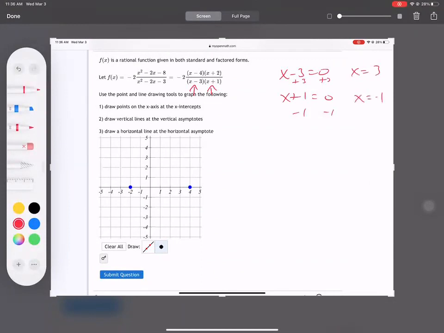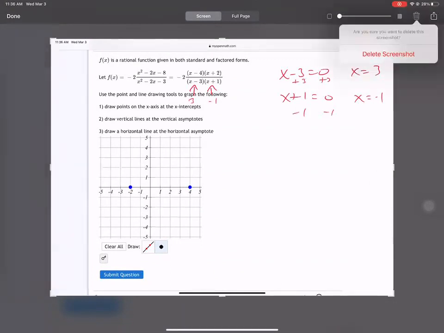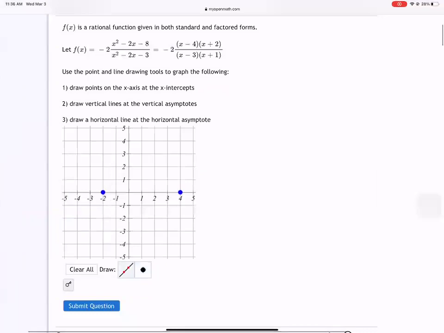And of course we can do this mental math. 3 would make that go to 0 and negative 1 would make that go to 0. So when we divide by 0, we end up going to infinity. And this is our vertical asymptote. Let's go ahead and draw vertical asymptotes. We said it was going to happen at 3. 2 points, any points you want, doesn't matter. And over here at negative 1. Okay, positive 3 and negative 1.